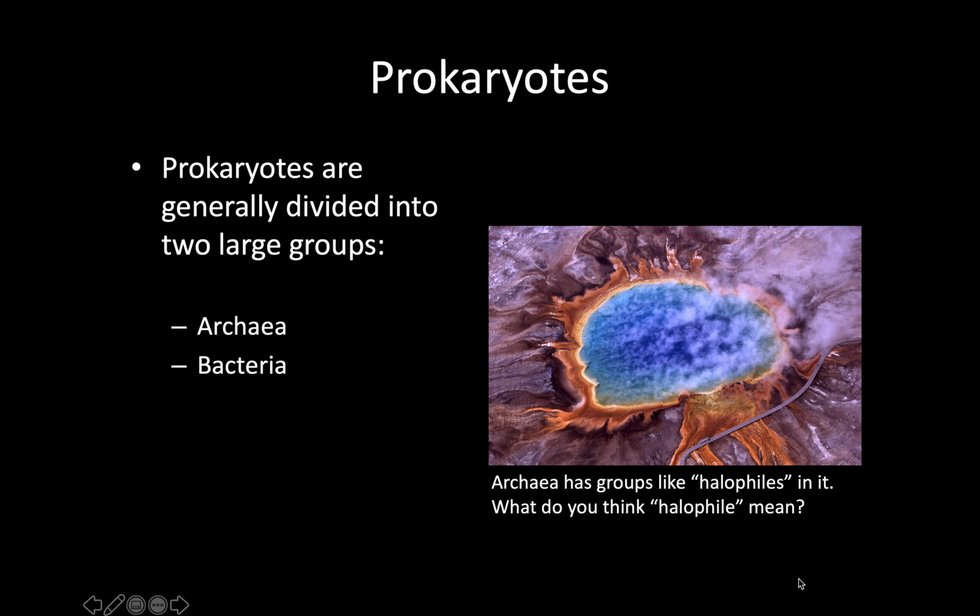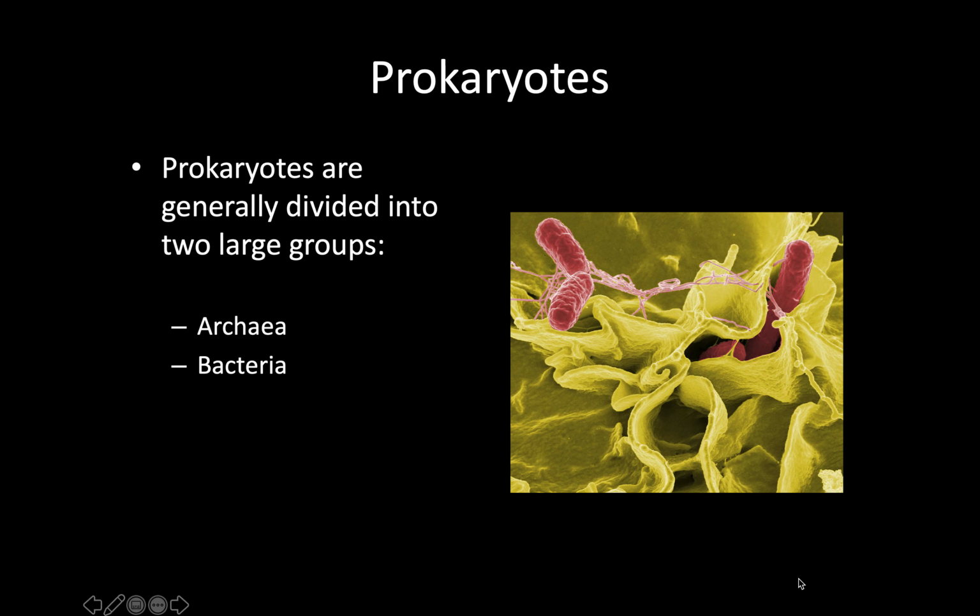So prokaryotes, the group that we've already talked about, are divided into two large groups, archaea and bacteria. Now, we don't really need to know the differences between them for this class. It mostly deals with the chemistry of their bodies. But archaea has groups like halophiles in it. Phile means love. Halo means salt. So archaea has a lot of organisms that really love extremely salty regions that most organisms can't survive in. All right, so there was an image of where archaea would live, and here's some bacteria.